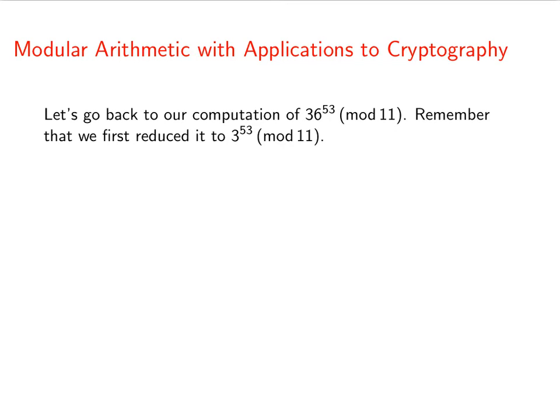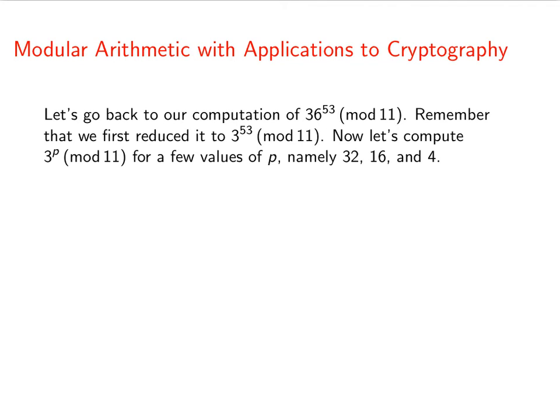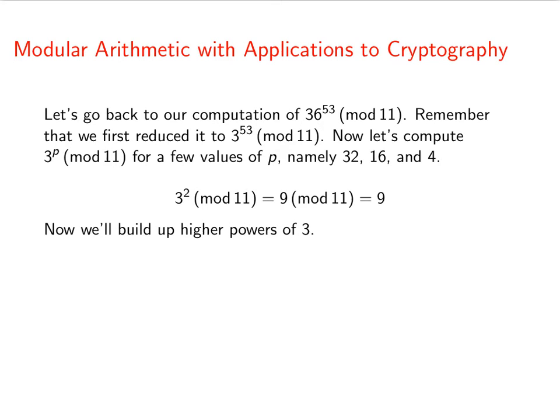Now we reduced it to 3 to the 53 mod 11. Now let's compute 3 to some powers mod 11 for a few values of p. Let's use 32, 16, and 4. That's going back to the fact that 53 could be written as 32 plus 16 plus 4 plus 1. All right, 3 squared mod 11 is equal to 9 mod 11, so that's just 9. Now let's keep going. We're going to build up higher powers of 3.